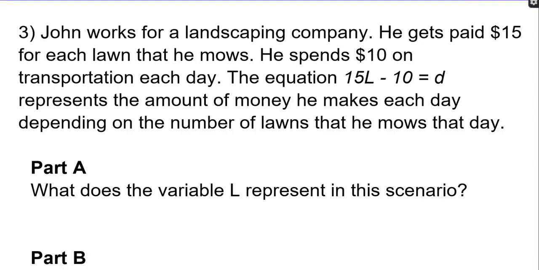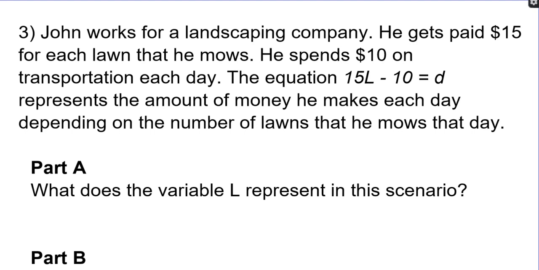John works for a landscaping company. He gets paid $15 for each lawn that he mows. He spends $10 on transportation each day. The equation 15 times L minus 10 equals D represents the amount of money he makes each day depending on the number of lawns that he mows that day. What does the variable L represent in this scenario?